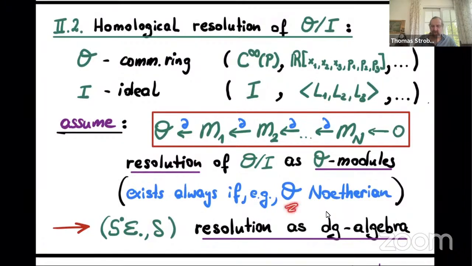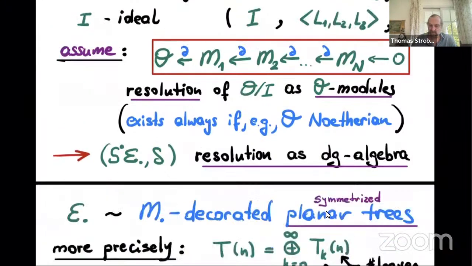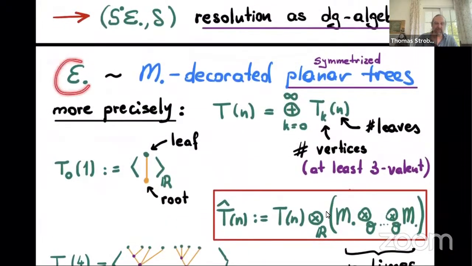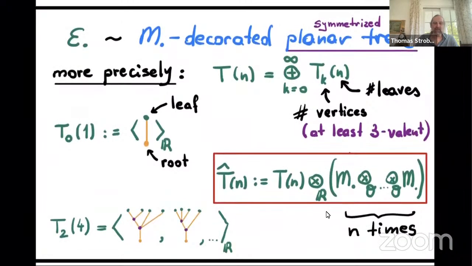And as mentioned already before, this always exists, for example, in such a situation. But this is our starting point. So we assume that this is given. And from this, we construct something similar to the Koszul-Tate, but in some way much better, because starting from some degree related to this n, there's a homotopy. And also the construction is quite neat, I think. So let's see how it works. Essentially, this epsilon, which is not this Koszul-Tate thing, consists of decorated planar trees with some symmetry properties. And the decoration is by elements in the module. Let us look at it more precisely.